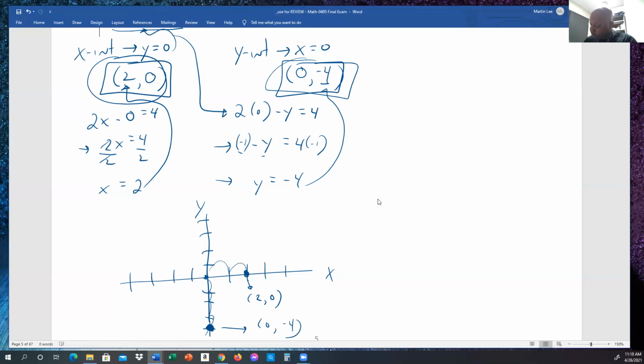Now we have 2 points. We can connect them with one straight line. So that's the graph. And like I said, there's different ways to do it. I just chose to use x-intercept, y-intercept. But just do what you understand to do. What may be easier for you.